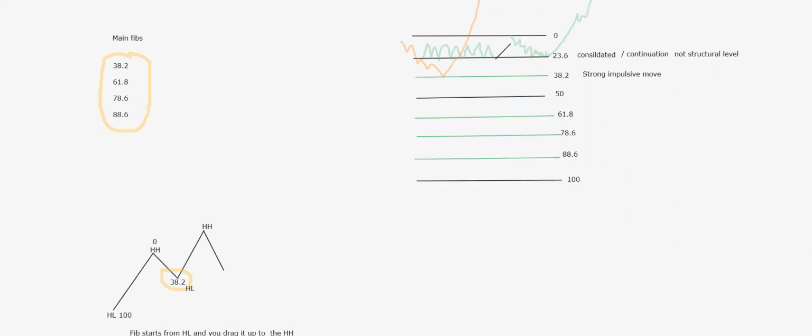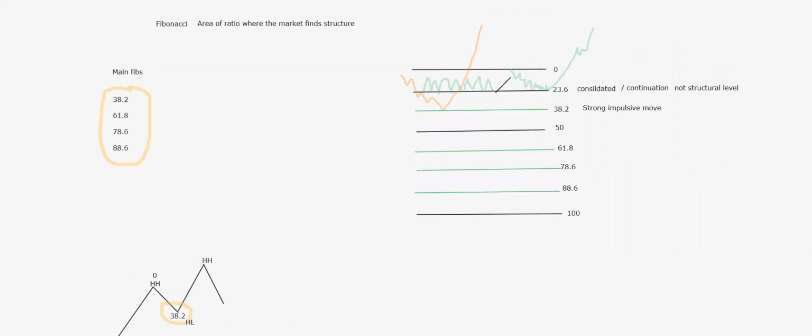When price lands on 61.8, well, let's do 50%. At 50%, price is just going to act normal. If it finds support here, it's just not really anything. You just know that it's a structural level.